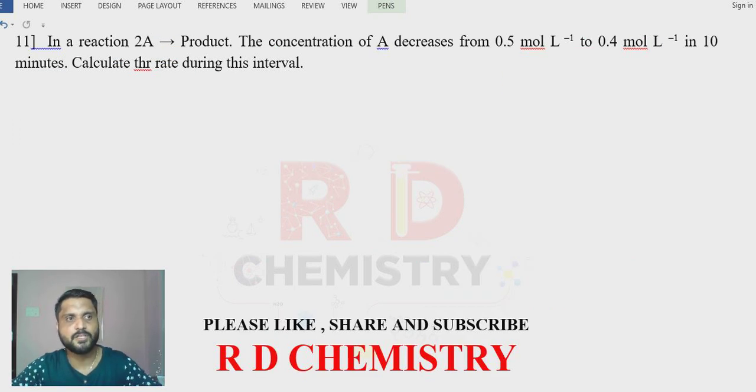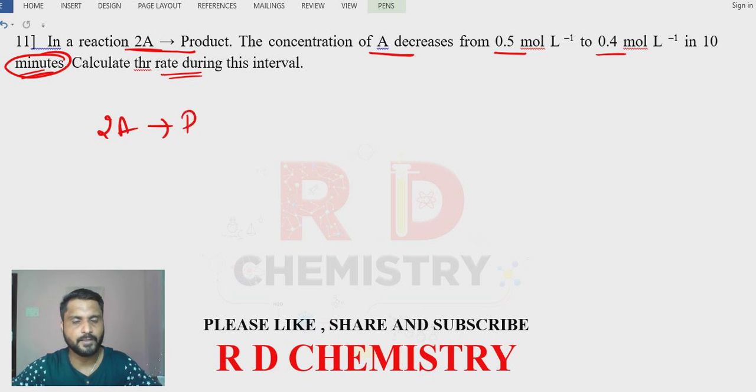The last question is again from kinetics, a similar question. 2A giving the product. The concentration decreases from 0.5 to 0.4 in 10 minutes. Calculate the rate during the time interval. We are not going to change the unit now. Let the minute be minute only, not going to convert into seconds. So they have given 2A giving the product. So write down the rate.